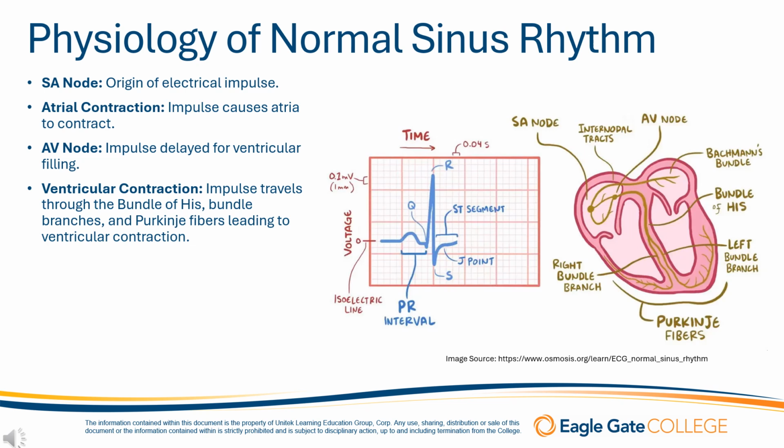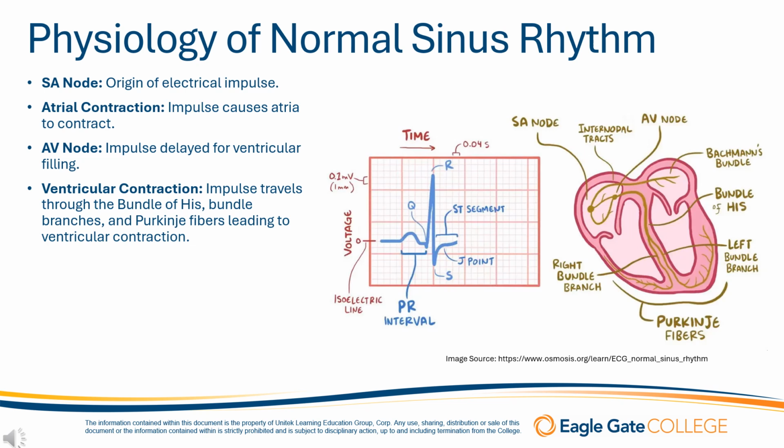After the delay at the AV node, the electrical impulse travels rapidly through the bundle of His, which is a specialized conduction pathway that splits into the right and left bundle branches. These branches run along the interventricular septum and extend into the right and left ventricles respectively. From the bundle branches, the impulse is conducted through the Purkinje fibers, which spread throughout the ventricular myocardium. This rapid conduction system ensures that the ventricles depolarize simultaneously, leading to a coordinated and forceful contraction.